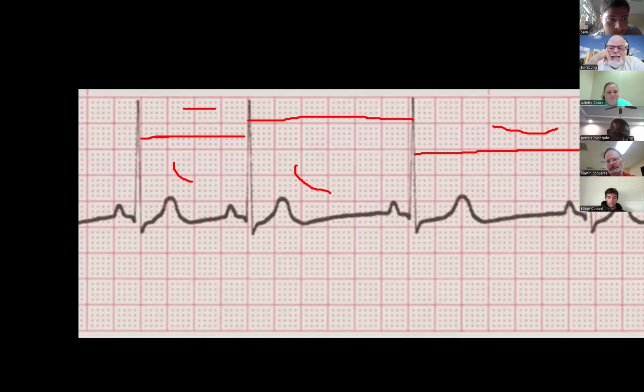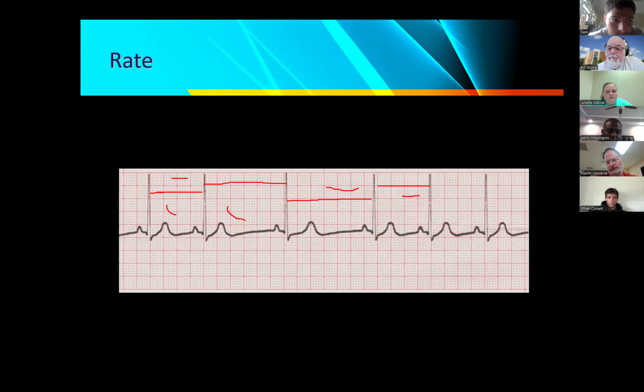Your QRS, is it of a normal width? It looks to be about 1 box, so yes. Awesome. And is that normal? Yes. Outstanding. So, Julia, what would you call that rhythm? Now, remember, what we're reviewing today, these are all sinus rhythms. So there will not be none of the above rhythms on this one.